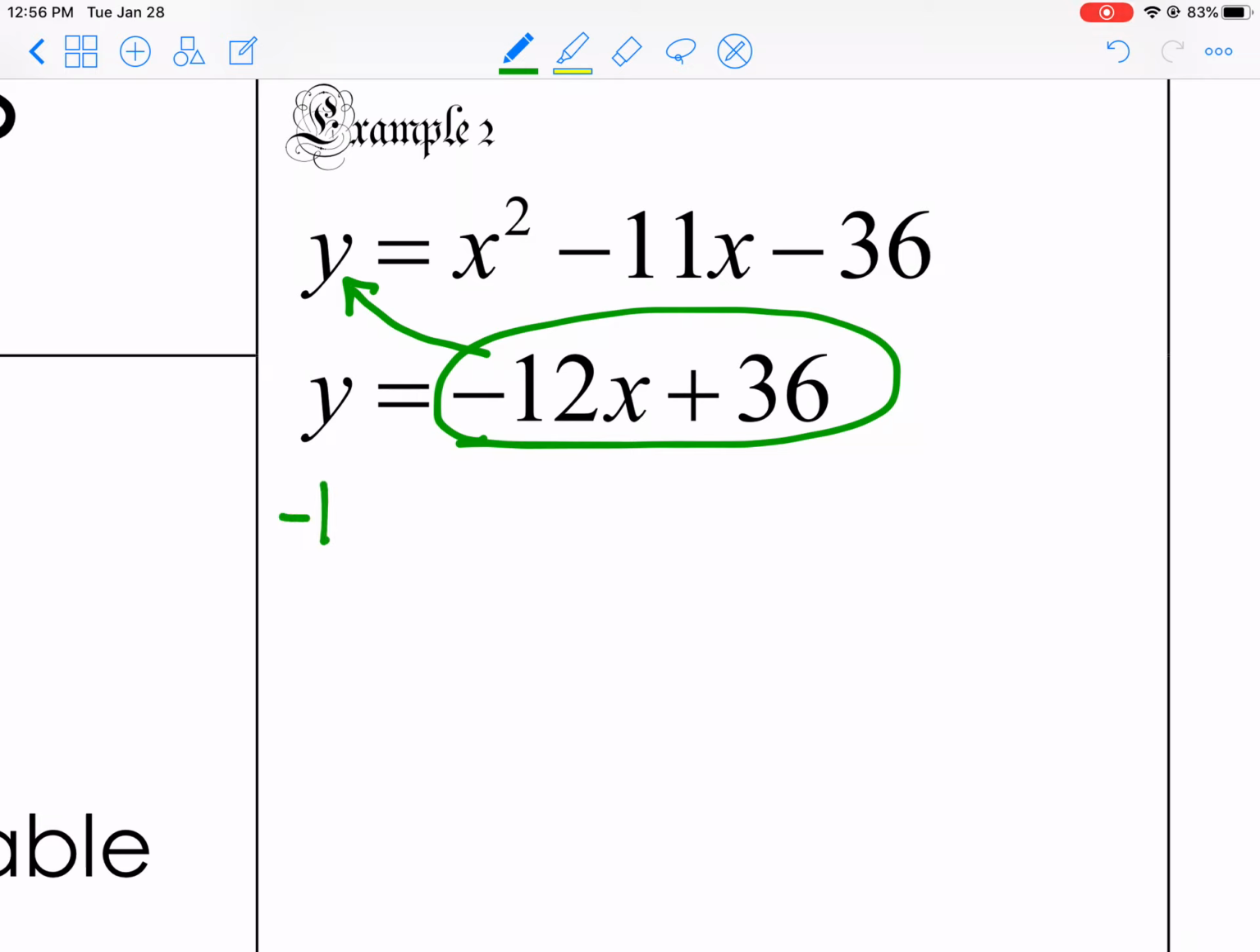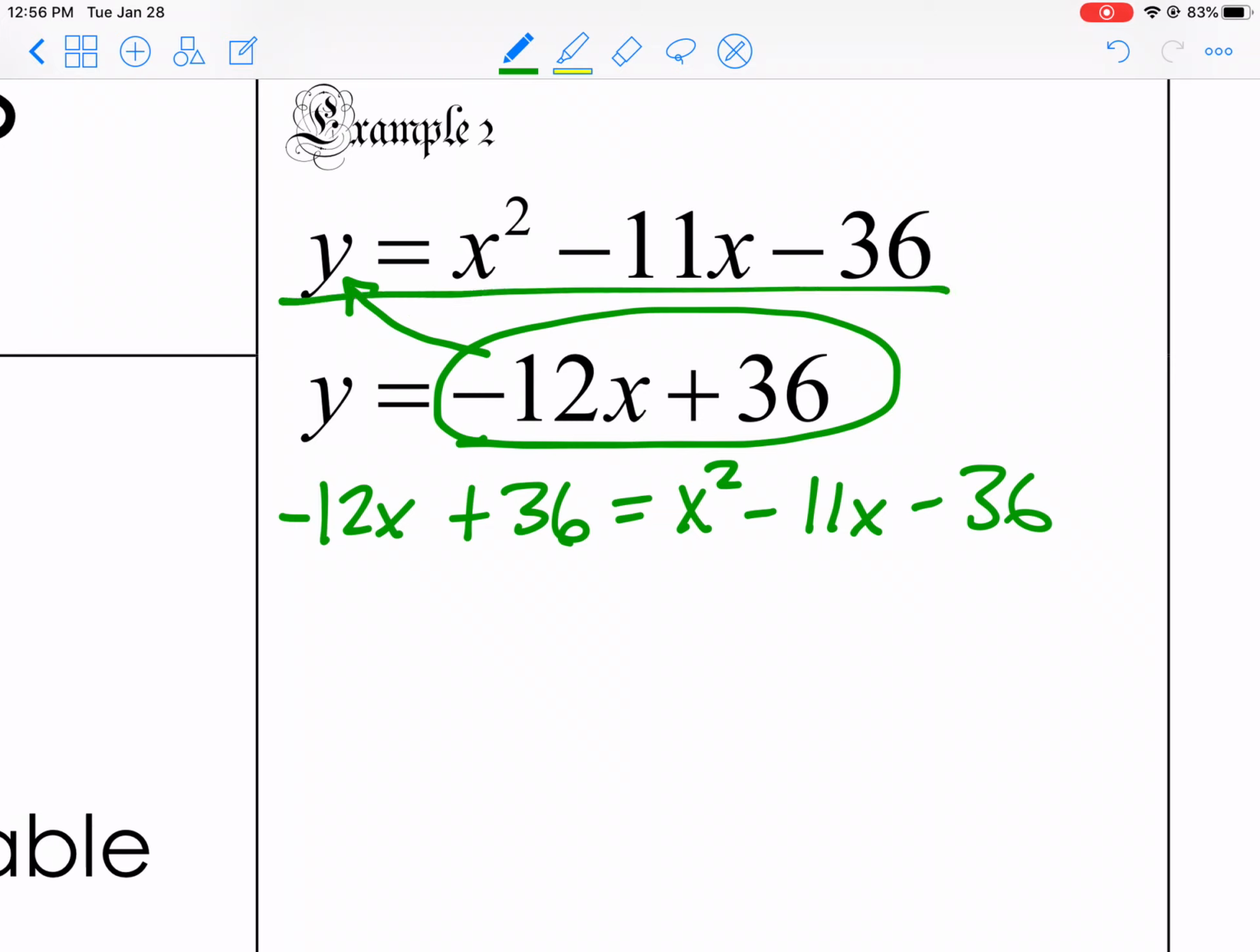All right, so my new equation after I've substituted will look like this. So essentially it's this top line, but I replaced the y with this expression.